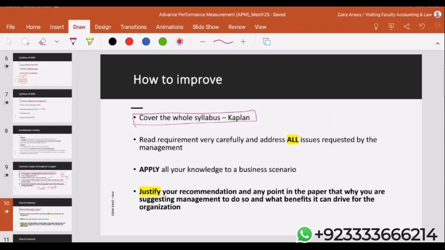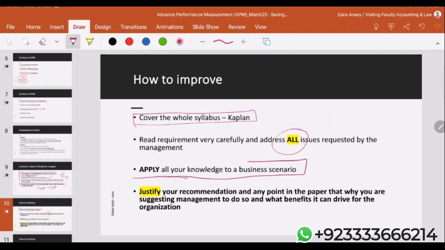So that's why I believe you should at least study the advantages, disadvantages of a lot of the topics which are the part of your syllabus, because that's something which can help you to construct your answer in the exam paper, right? Then again, read all the requirements very carefully, and you are supposed to address all the answers. That's something which will come with practice. Apply all your knowledge to the business line.